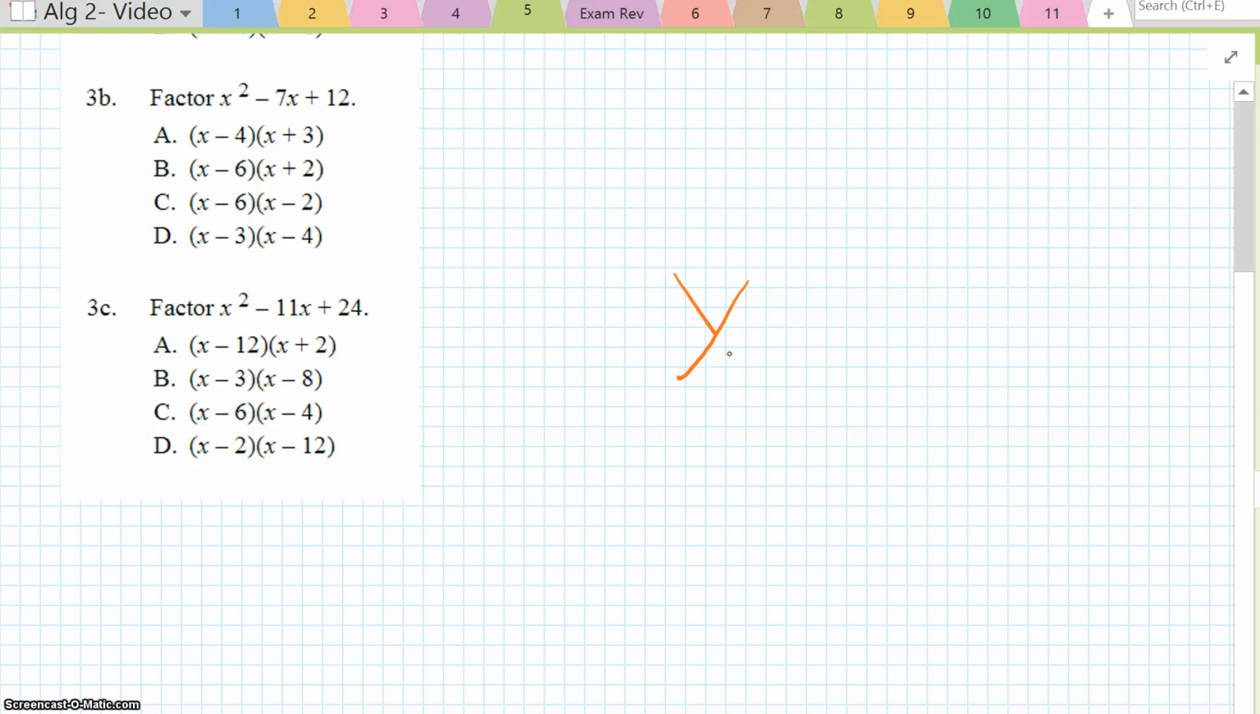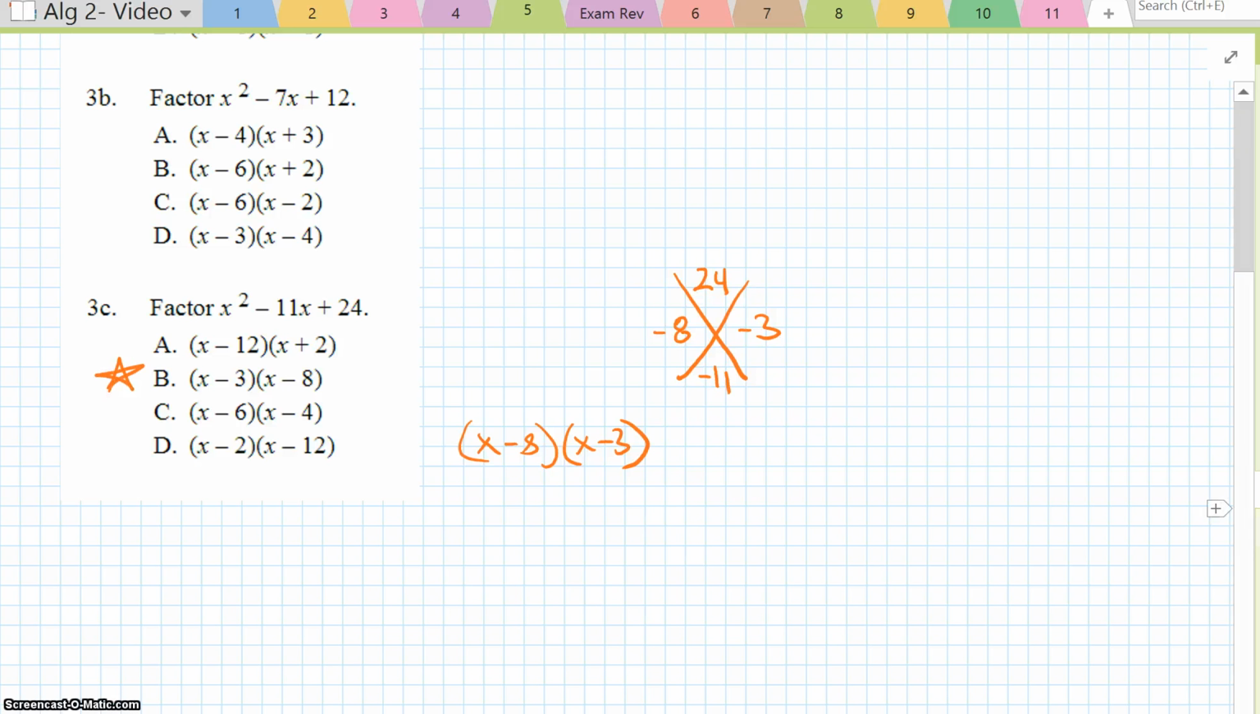Okay, let's skip down to 3c. So I need a product of 24 times 1, so 24, and a sum of negative 11. Well, negative 8 times negative 3 is 24. Negative 8 plus negative 3 is negative 11. So x minus 8 times x minus 3. Again, the order doesn't matter. The answer is B.